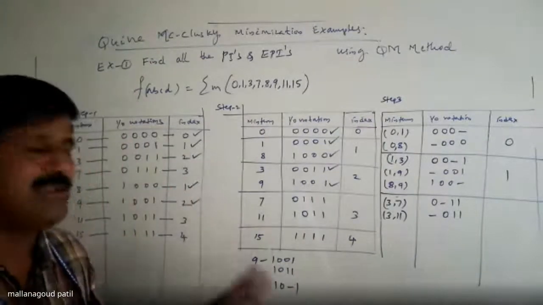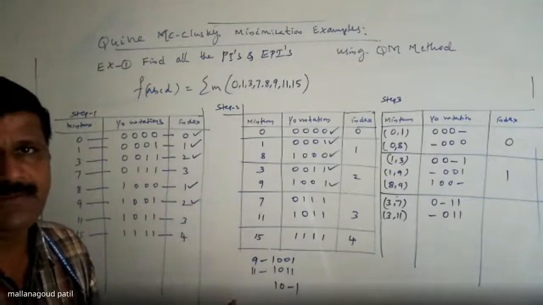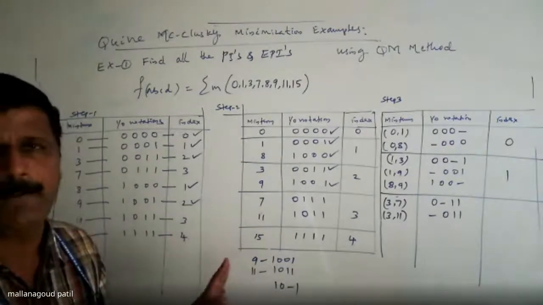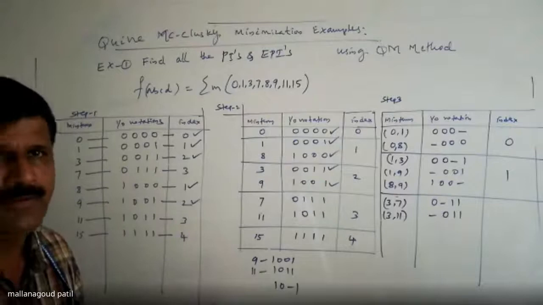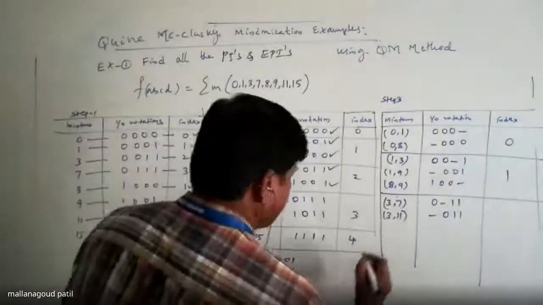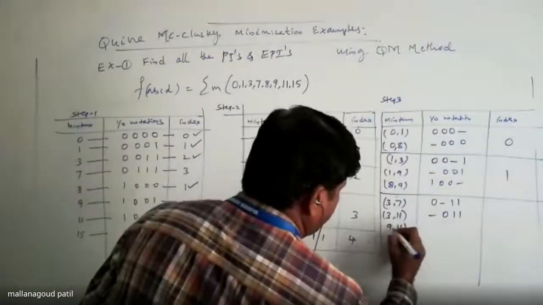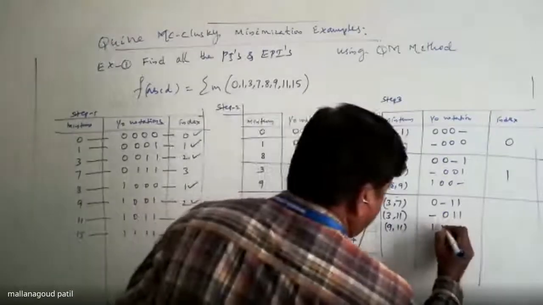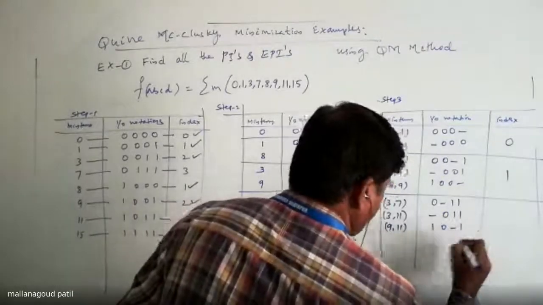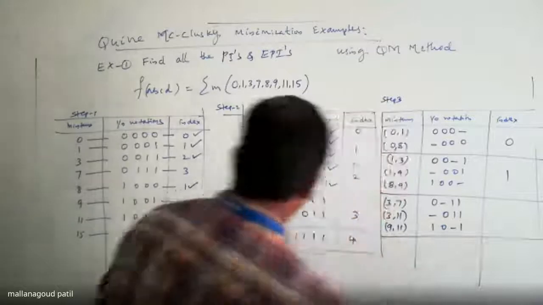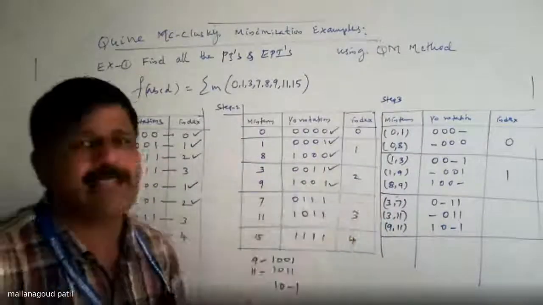Where you have a differ, you have to have a dash. And where it is same, the same bit you have to write, maybe 0 or a 1. Then I can write, this is 9 and 11. 9 and 11 representation will be 1, 0, 1. Now it is over. Index 2, index 3 comparison is over.